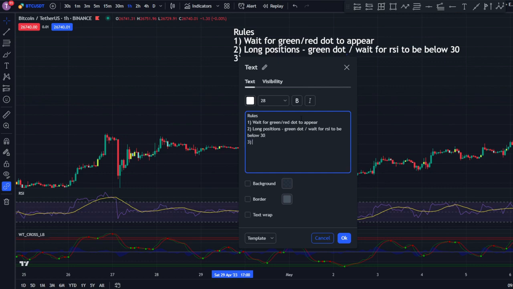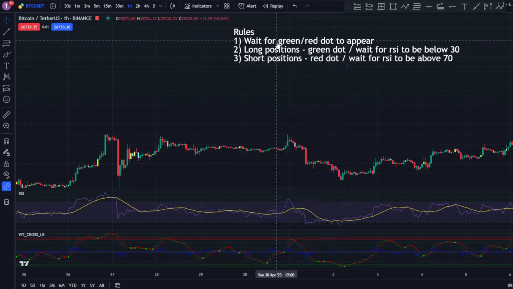For short positions, it's the same thing, except you flip it around. You want to wait for the red dot to appear, and then wait for the RSI to be above the 70 range. So these are your two big rules that you will have to follow, and I'm going to show how this strategy works and why it is so effective.